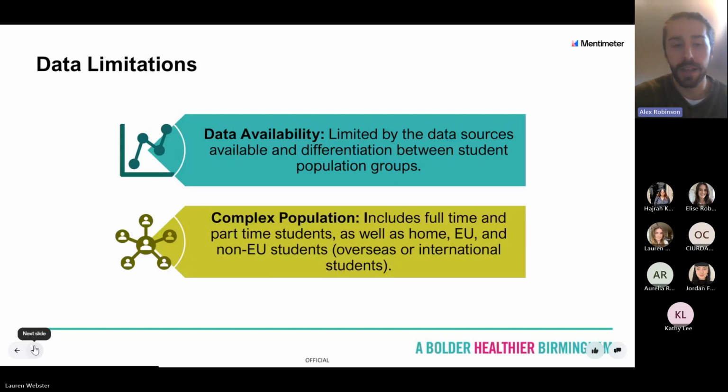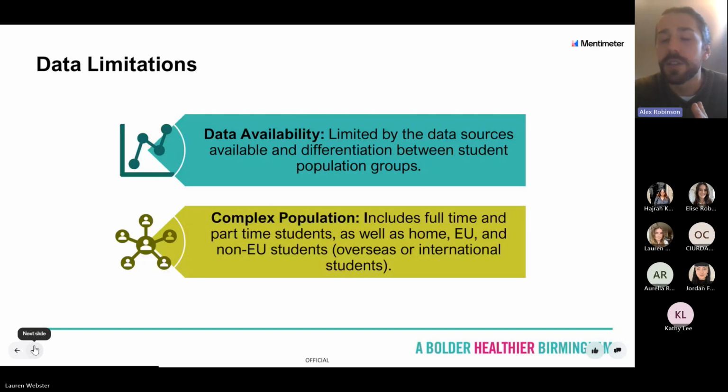So firstly, there are limitations in the sources of data available, and that makes it difficult to differentiate between different student population groups. Most studies focused on university students, so there are limited opportunities to understand the experiences of other groups, like people that do apprenticeships.